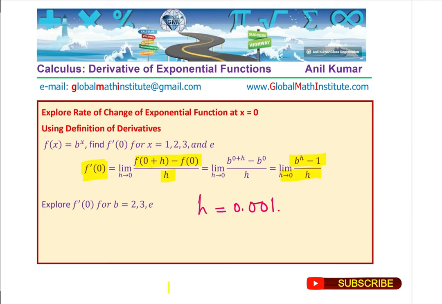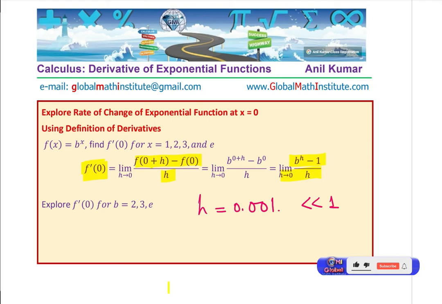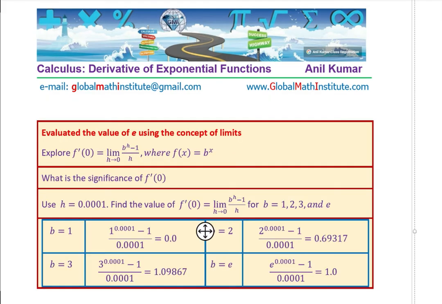If I take h as 0.001, which is significantly less than 1, we can arrive at the results for 2 to the power of x. I mean, for different values of b to the power of x, as b could be 1, 2, 3. And then we have a special number e, correct? So if you do this calculation, what will you figure out? Here the calculations are done for you. So you should actually try them out.